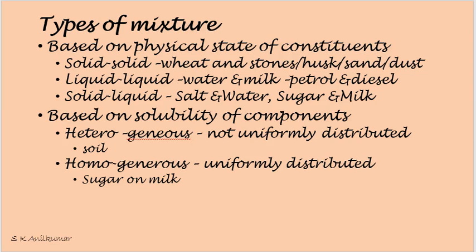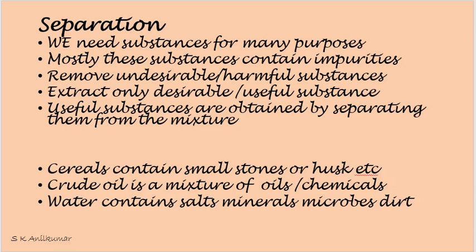So based on solubility, we call it heterogeneous or homogeneous, and based on physical state, we call it solid, liquid, or solid and liquid. Now we know mixed substances mean a mixture of multiple substances. We know some can be separated by chemical reactions, some physically, and we know that these are different components actually. If it is sand plus oil plus water plus decayed animal parts, or if it is milk and sugar, these are different substances.